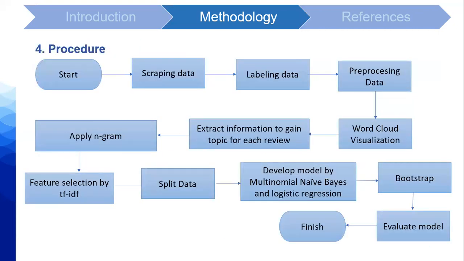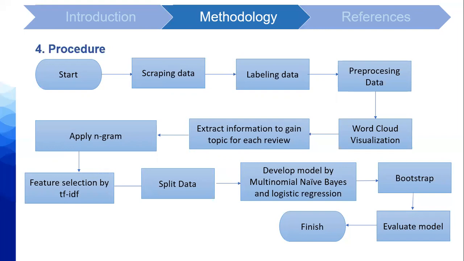This is the procedural analysis. First is scraping the data from Tanihub application reviews in Google Play Store. Second is labeling data manually by the expert. And then preprocessing data, which is divided into several steps. There are case folding, removing numbers and punctuation, and removing stop words.